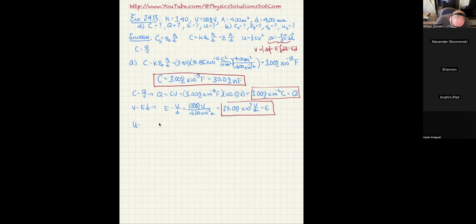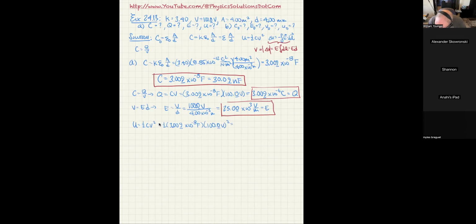But the formula, the one that I like the best, is 1/2 CV squared. But like I said, to get the other two, you just plug in C equals Q over V to replace the C, or C equals Q over V to replace the V. Using this, we're going to get 1/2 times 3.009 times 10 to the negative 8 farads times 100.0 volts squared.